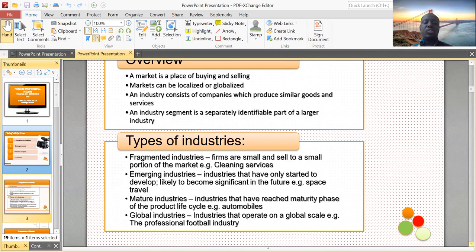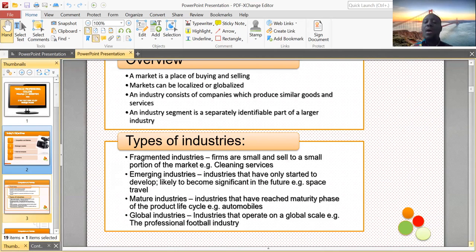Then you also have mature industries. These are industries that have reached the maturity phase of the product life cycle. A typical example is automobiles, cars. They have reached the maturity phase of the product life cycle.